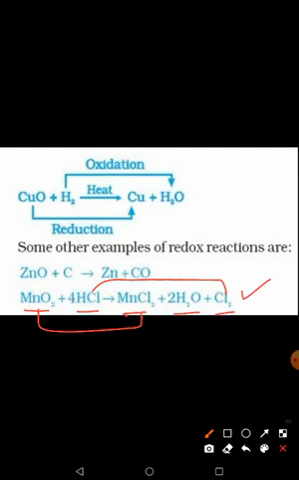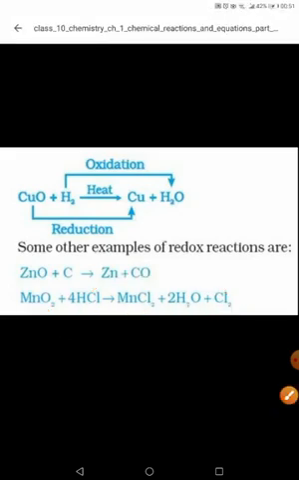So when a substance gains oxygen or loses hydrogen, it is said to be oxidized. If a substance loses oxygen or gains hydrogen during a reaction, we say it is reduced. These are the other examples given for redox reaction. Please go through this.